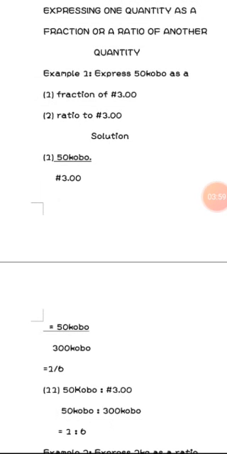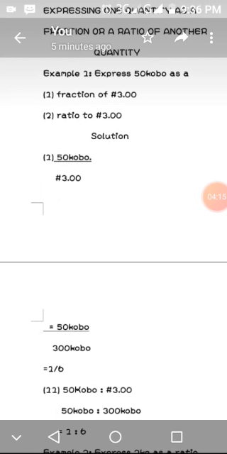Take note, if you are dealing with fraction or ratio, the two numbers involved must have the same unit, meaning I now have 50 kobo and 300 kobo. Now if you divide 50 over 300, I divided by 50. 50 divided by 50 is 1, and 300 divided by 50 will give me 6, which gave me my answer to be 1/6.